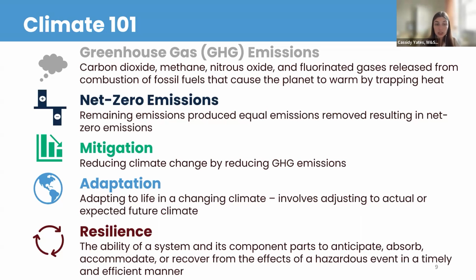We talk about mitigation and adaptation. Mitigation meaning reducing greenhouse gases, and adaptation meaning adjusting to the impacts of climate change that we're already experiencing. And then resilience kind of going hand in hand with climate action and that adaptation piece. So making sure that the systems and our community can really bounce back from the impacts of climate change.